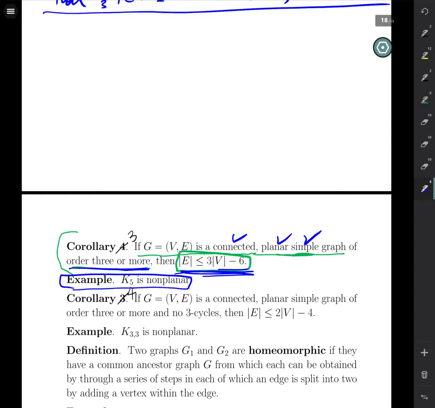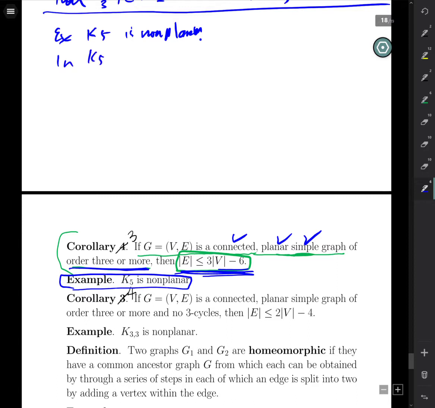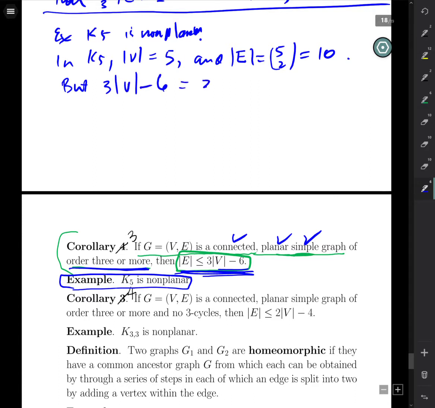So in K5, we can actually count the number of edges. I'm going to do this above, right? So the example is K5 is non-planar. And so in K5, the number of vertices is 5. And the number of edges, because it's a complete graph, is equal to 5 choose 2, which is 10. Okay? So let's compute 3v minus 6. 3 times the number of vertices minus 6 is 3 times 5 minus 6, and that's 9.